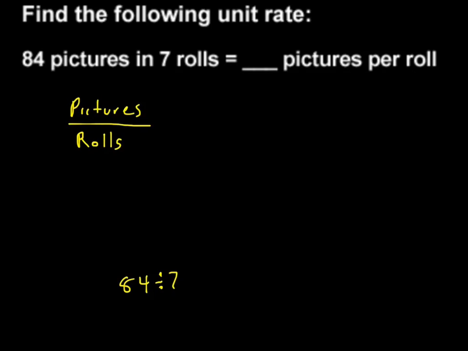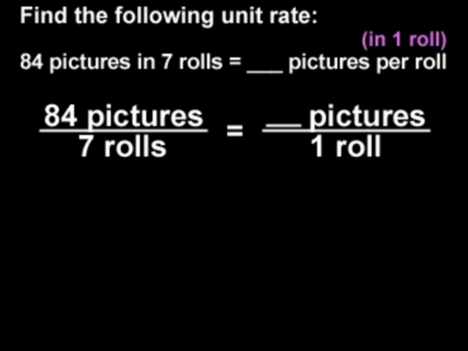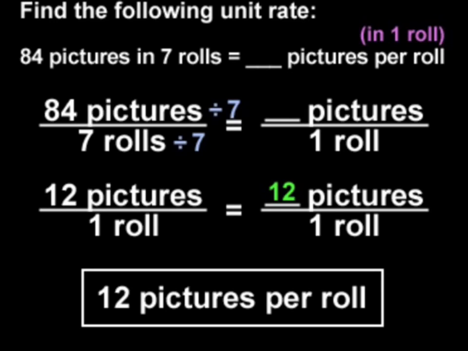I'll pause this here and let you guys try and set it up. Don't give me the answer, just set up the problem. So this is setting up the problem. We are looking for this box right in here. How many pictures? Again, we are trying to show an equivalent ratio, so we divide by 7. So 84 divided by 7, what is that? And the answer here is 12.